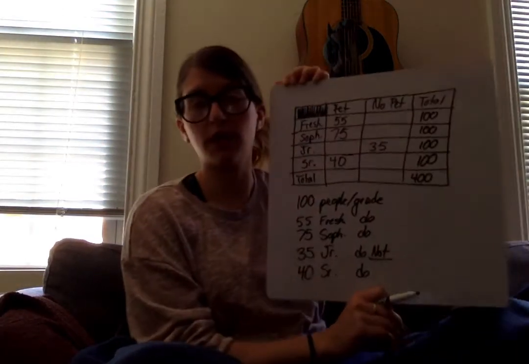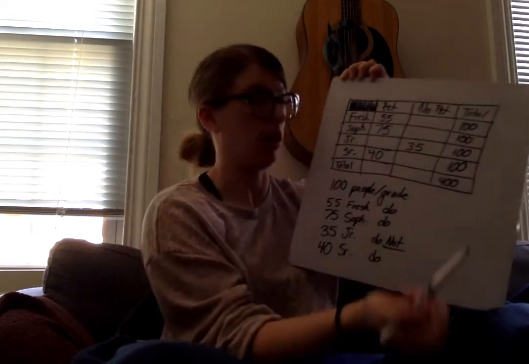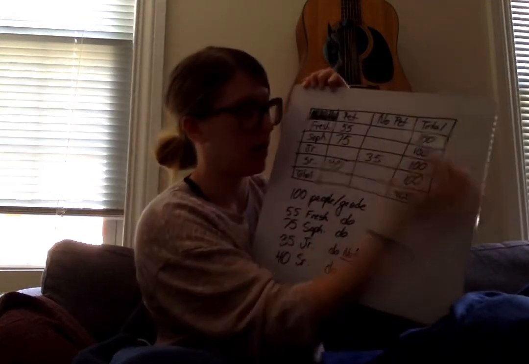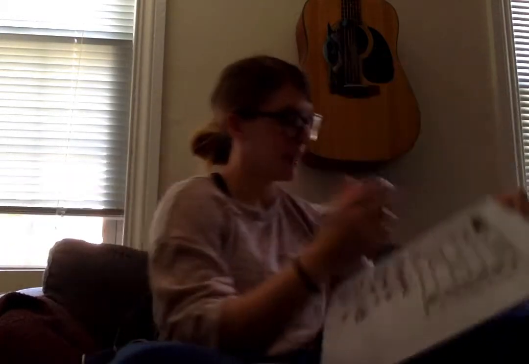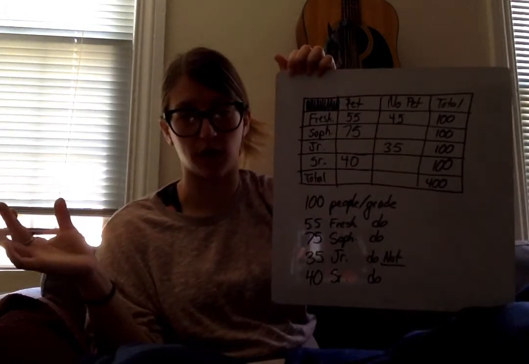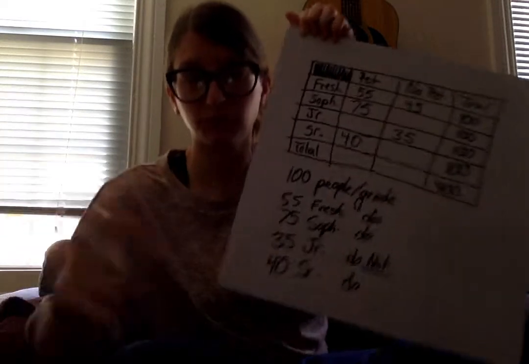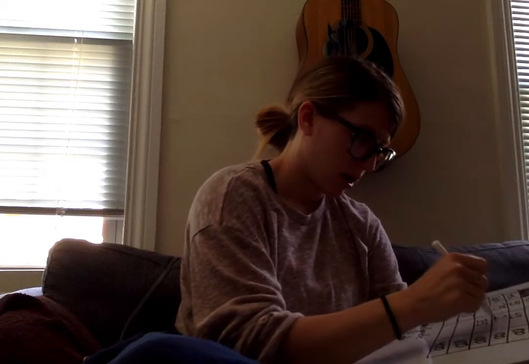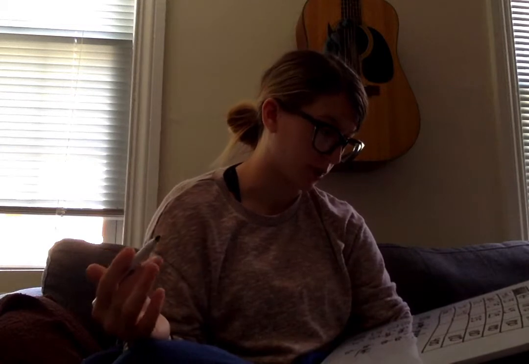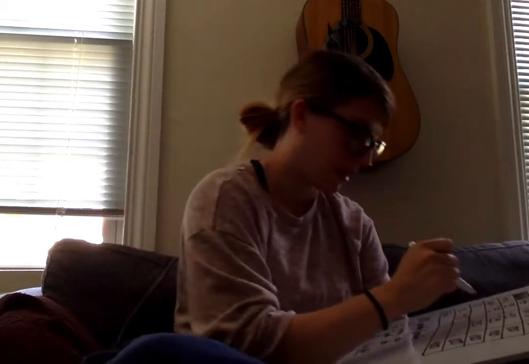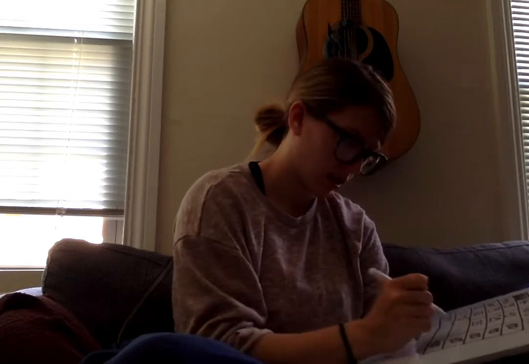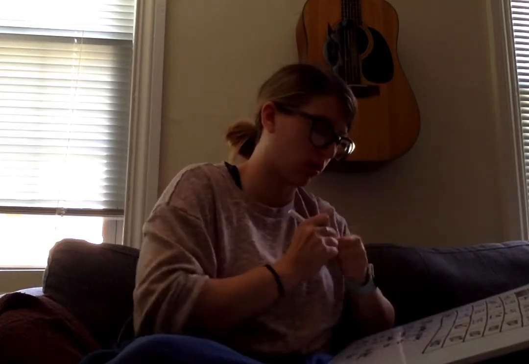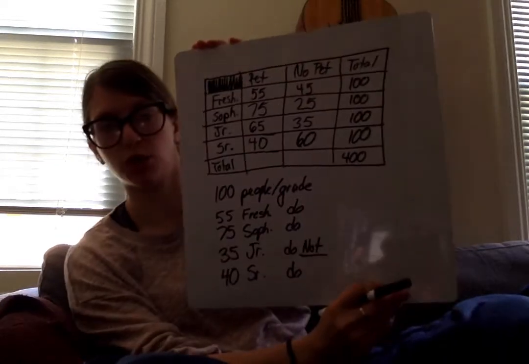Great. So now the important thing to do is to figure out the other column. If there's 100 total freshmen and 55 do have a pet, that means 45 do not. And I just got the 45 by doing 100 minus 55. Great. Sophomore, if there's 75 that do, that means there's 25 that don't. With juniors, if there's 35 that do not, there's 65 that do. And then with seniors, if there's 100 total, 40 that do, 60 that don't.